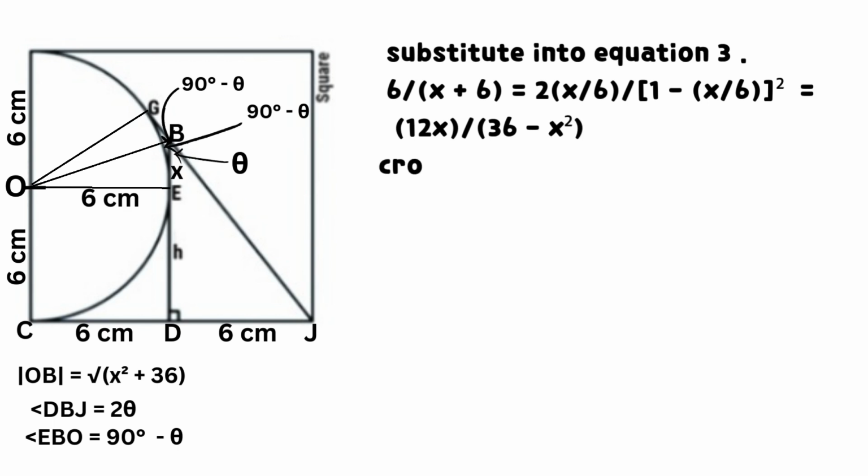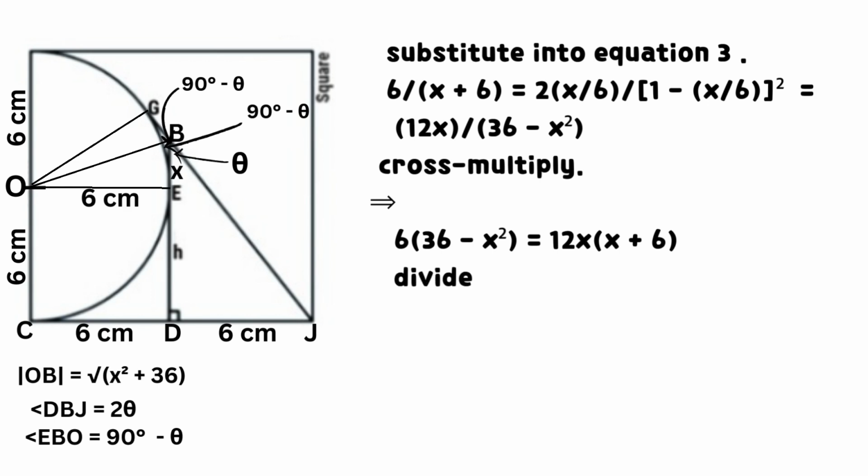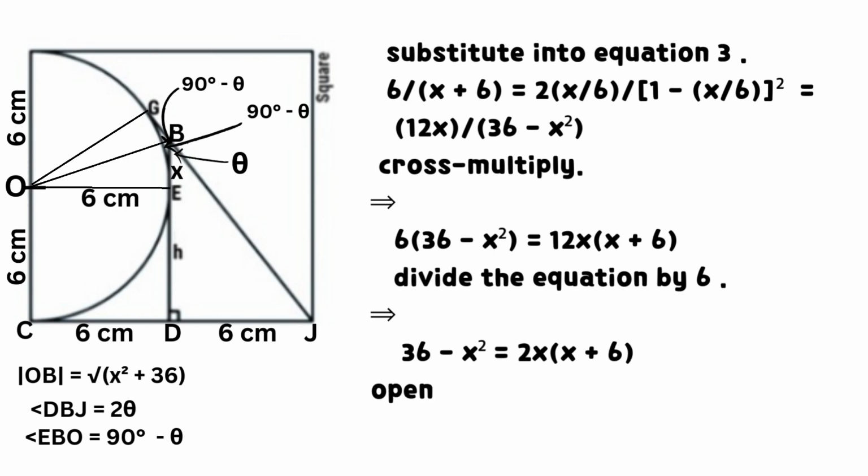Substitute into equation 3. We have that 6 divided by the sum of x and 6 equals 12 times x divided by 36 minus the square of x. After simplification of substituted values, cross multiply. It follows that 6 times 36 minus the square of x equals 12 times the product of x and the sum of x and 6. Divide the equation by 6. It signifies that 36 minus the square of x equals 2 times x times the sum of x and 6.